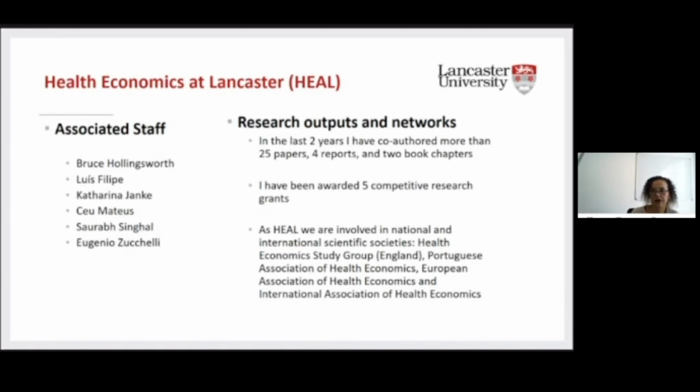In the last 2 years, I have co-authored more than 25 papers, 4 reports and chapters. We work in a very intense research-led environment. I have been awarded 5 competitive research grants, and as Health Economics at Lancaster, we are involved in national and international scientific societies. We are involved in the Health Economics Study Group, that is the Health Economics Association. I'm the president of the Portuguese Association of Health Economics, and we are also involved in the European Association of Health Economics and in the International Association of Health Economics. So we have a very extensive and worldwide network.